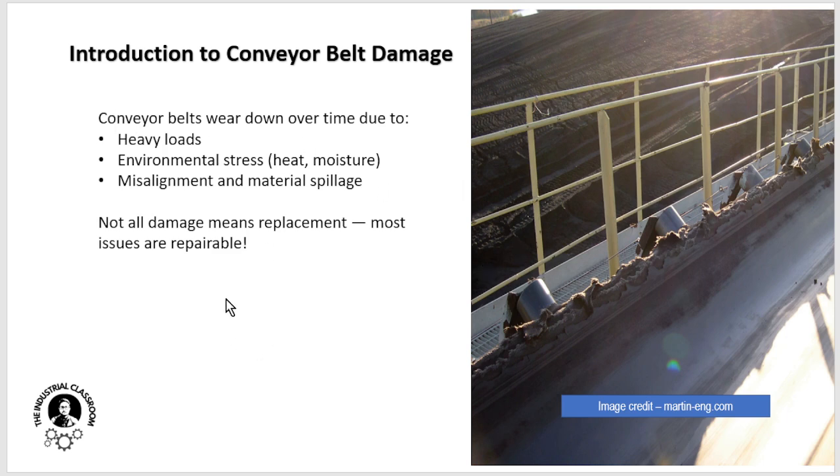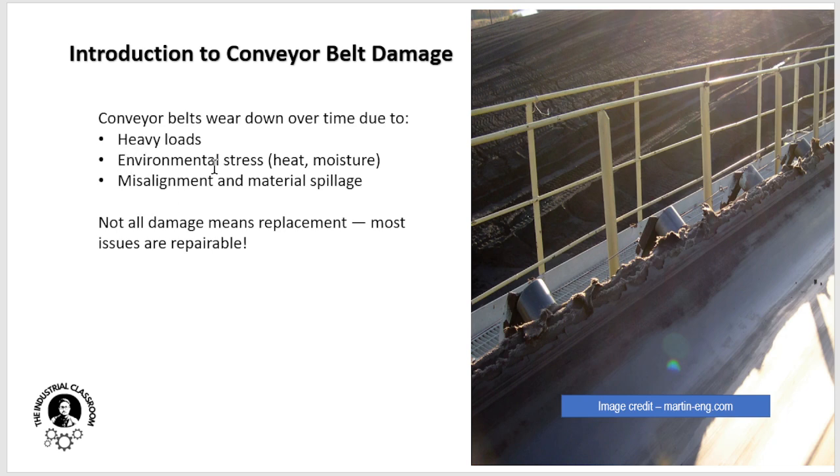When it comes to conveyor belts, they wear down. Everything has a shelf life, but there can be excessive wear down over time, which may be due to heavy loads, environmental stress like heat, moisture, or rainy conditions, then misalignment and material spillage. When there are heavy loads, we find an increase in the tonnage on the belt. When the tonnage increases more than the designed capacity, it affects the carcass, the plies, what we know from the first video.